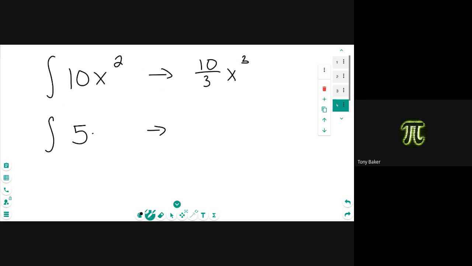Think about this. That would be the same thing as saying 5x to the 0, right? Because anything to the 0 power is 1. So you'd add 1 to the exponent and divide by 1. So that becomes just 5x.